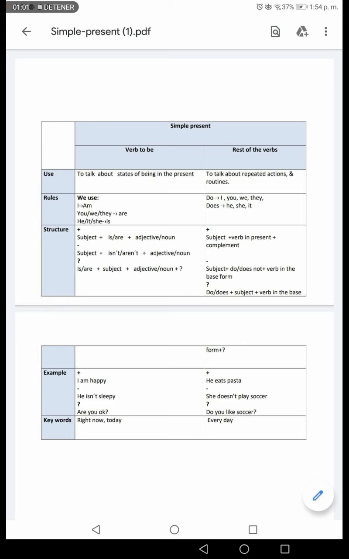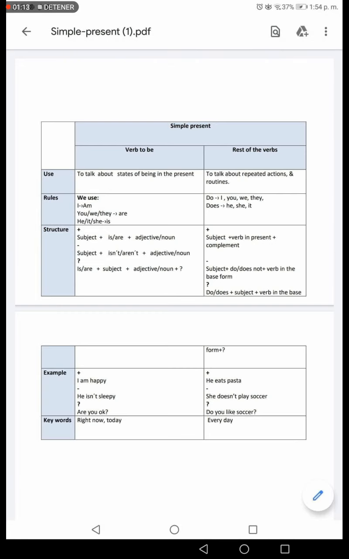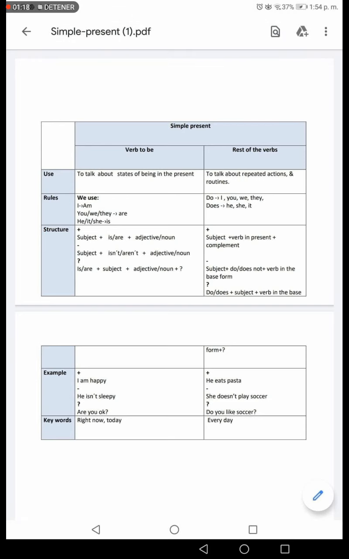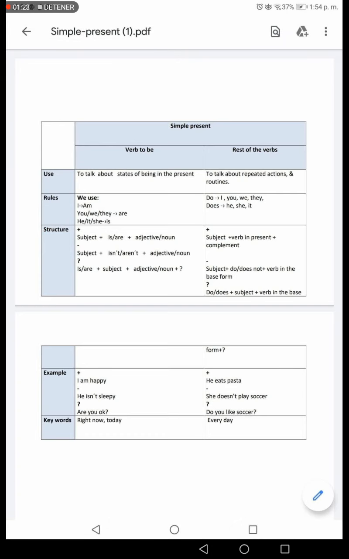So first of all, guys, when we use the simple present with the verb to be, it is to talk about the states of being in the present. It's like in Spanish, ser o estar. The rules, remember that in simple present, the verb to be has three different forms. Am, I am; are, you, we, they are; and he, she, it is. I am, yo soy; you are, tú eres o estás; we are, nosotros somos o estamos; they are, ustedes son o están; he is, él es o está; it is, eso es o está; she is, ella es o está.